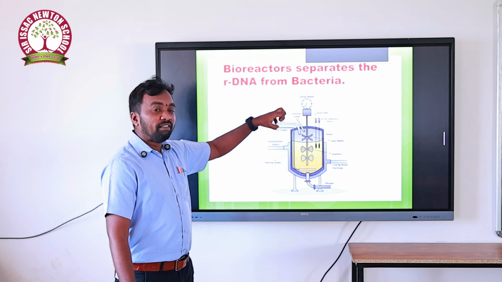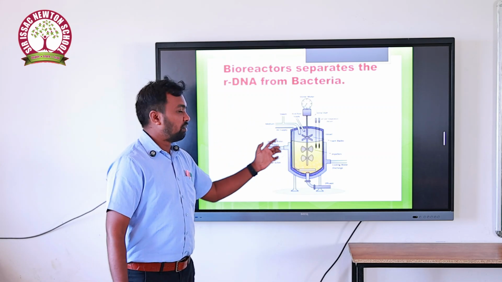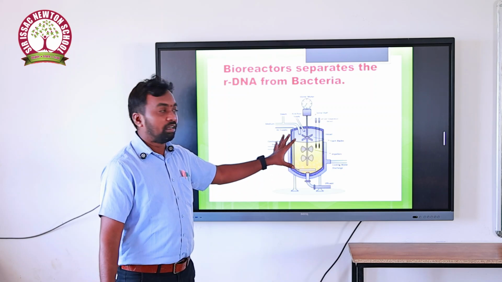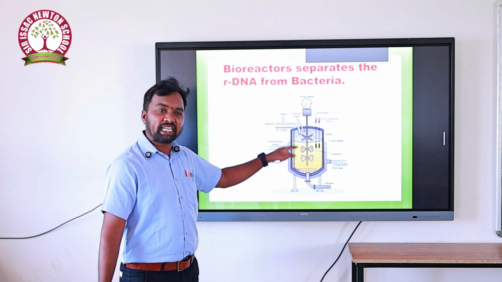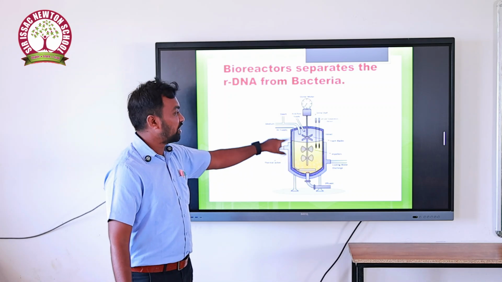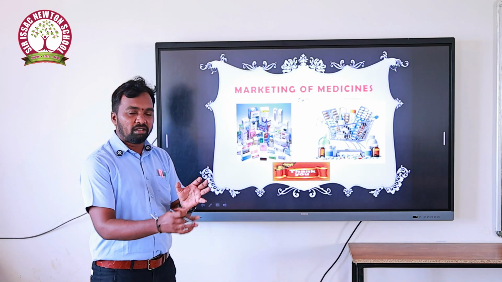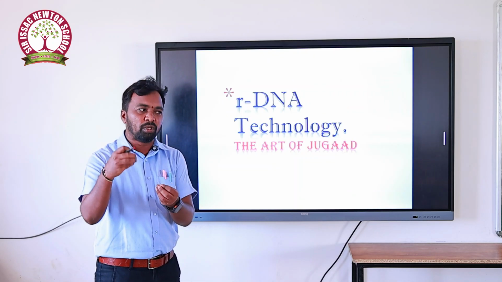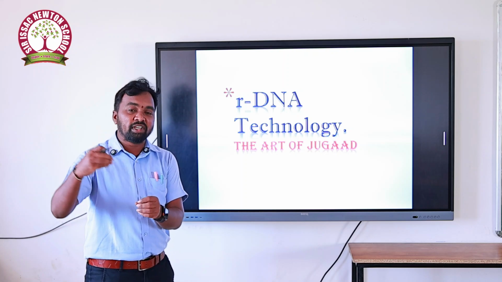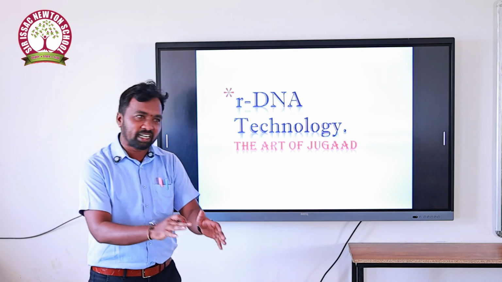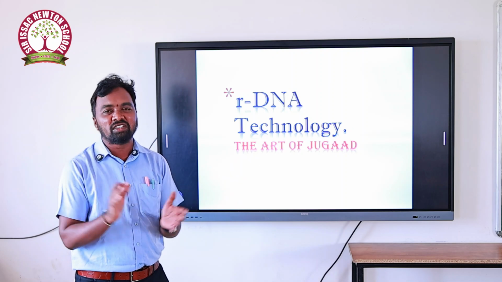In this step we extract the exact rDNA from the bacteria. This is actually a bioreactor. Here a huge amount of rDNA can be extracted from the bacteria. After the extraction of rDNA, we use it to produce insulin or medicine products. After that we go for clinical trials. Only after clinical trials do we send it to marketing. So this is the overall process within rDNA technology.